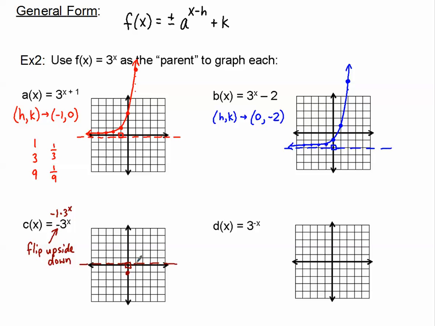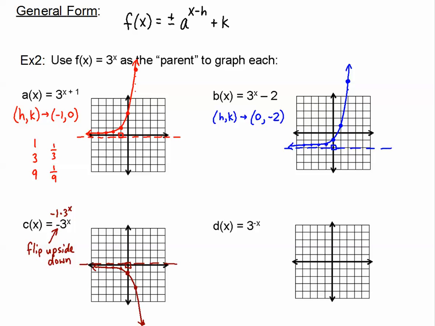1 unit over, and instead of up 3, we go down 3. We go 2 over, instead of up 9, we go down 9. 1, 2, 3, 4, 5, 6, 7, 8, 9. I'll just tuck it right in there. Instead of up 1/3, we go down 1/3. Instead of up 1/9, we go down 1/9 and down 1/27. So that's what that negative sign is going to do.